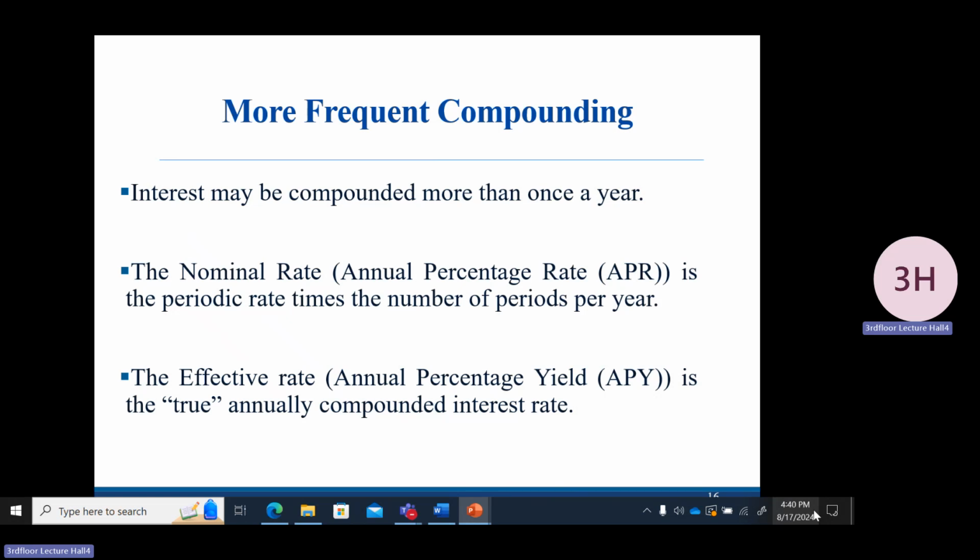So that's the advertisement. That is the effective rate. So what is the effective rate? It is the annual percentage yield, or true annual compounded interest rate. You can calculate the effective rate when there is more frequent compounding. So let's see how to calculate that. The nominal interest rate means the normal nominal rate, the annual percentage rate.